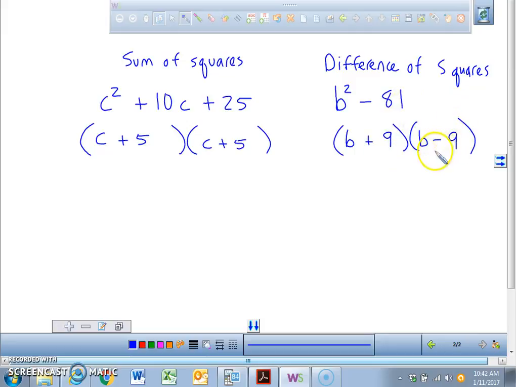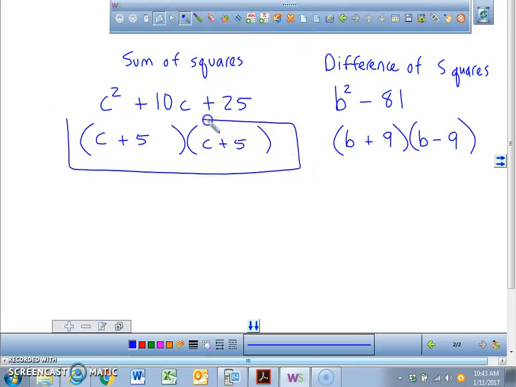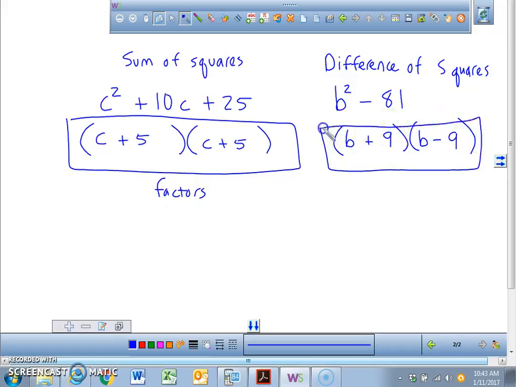So 9 plus a negative 9 is 0. See, there's no b's in the middle? But 9 times negative 9 is a negative 81. These would be the factors. Just like right here, these would be considered the factors of this product. These are the factors of this product.